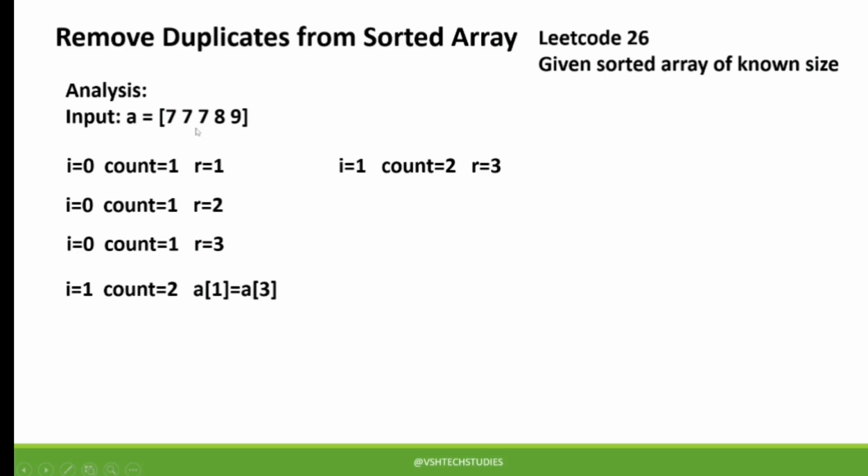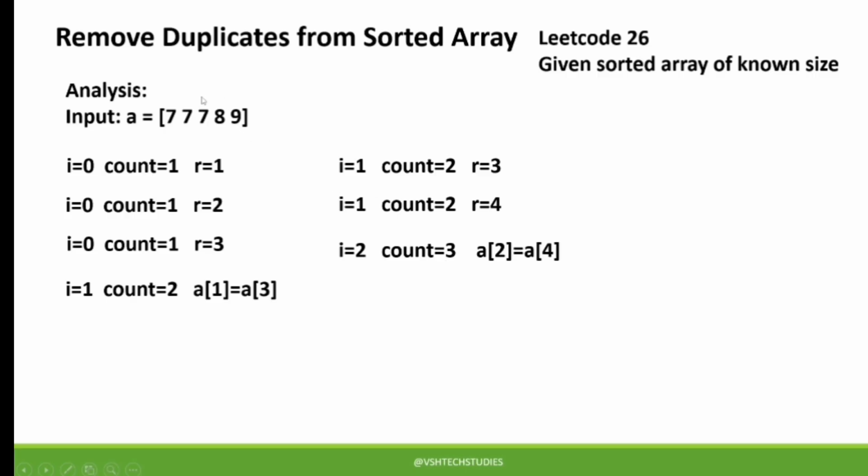Okay. So now 8 will be coming here. 8 and 8, they are same. So r is incremented. So r will be here 4. So 9 and 8 will be different. So I will be incremented. So I is made 2. Then count 3 means this will be 7, 8, 9. So number of unique elements is 3.